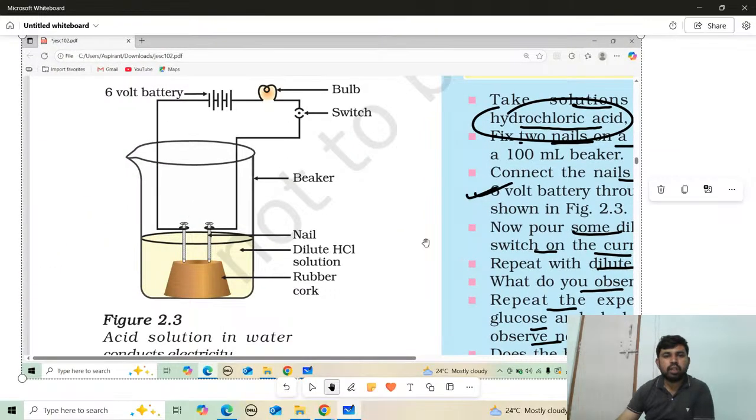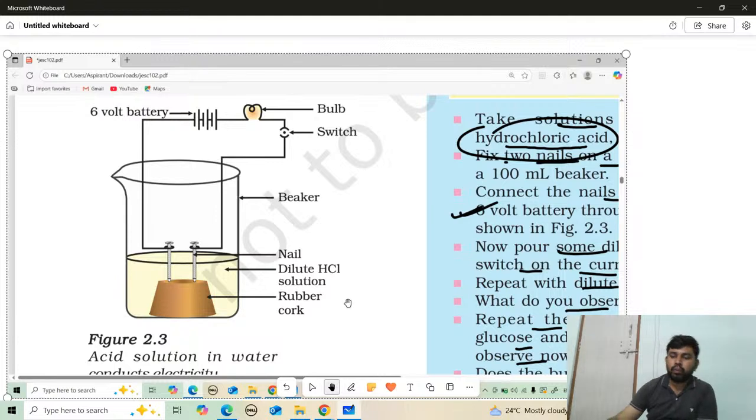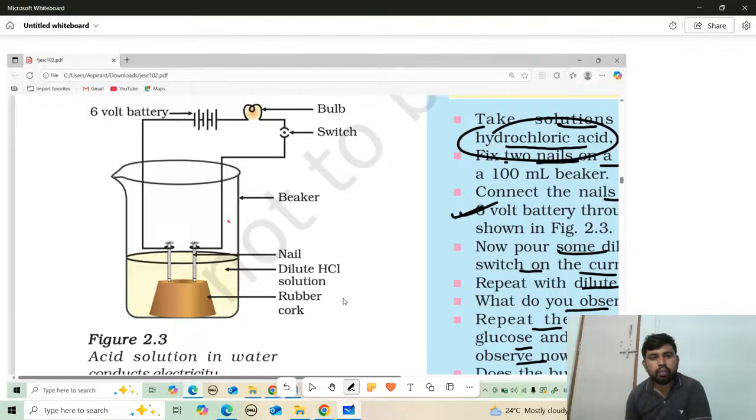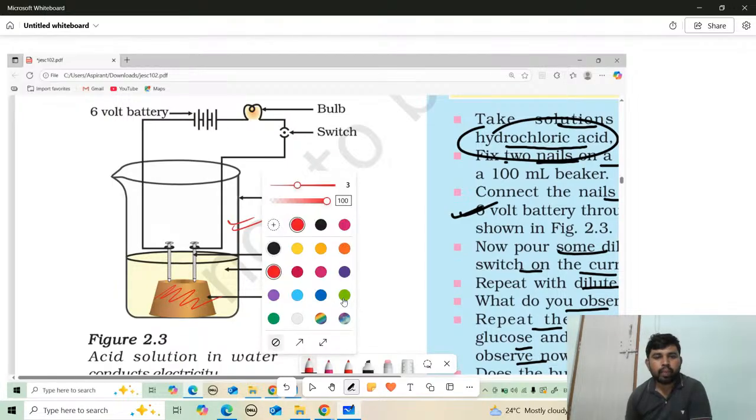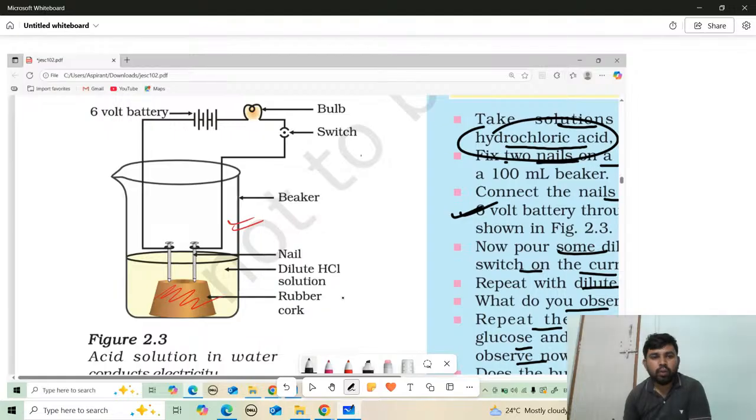You can see this activity here. Now let us understand it again. There is an arrangement here: a beaker and a rubber cork. In this activity they want to know what the common ions in acids and bases are.